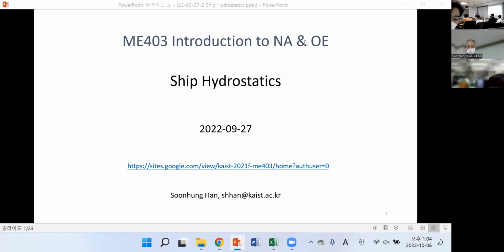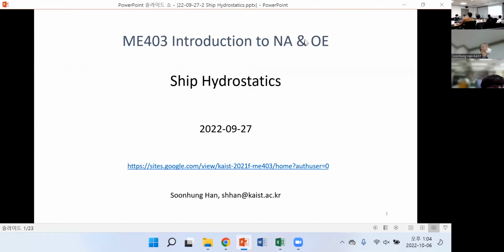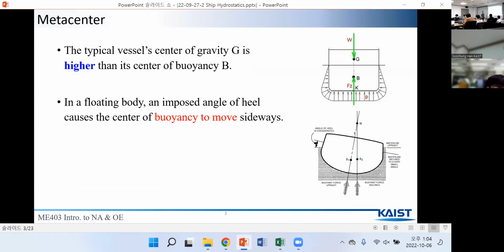All right, it's working. So hydrostatics. Metacenter is related to stability. We already saw this before in the discussion session, right? Center of gravity is G. It is usually higher than the buoyancy center B, because the buoyancy center is just the center of the submerged volume, only the part below the water.